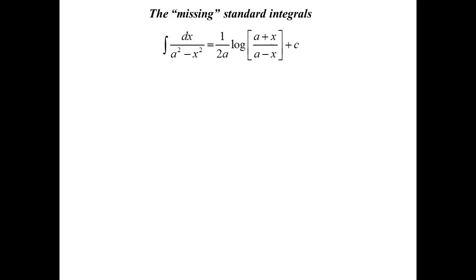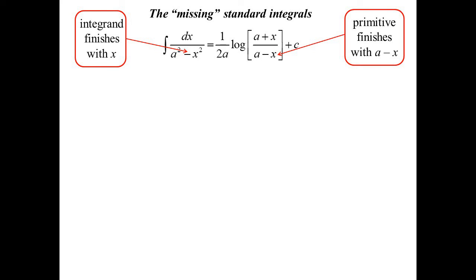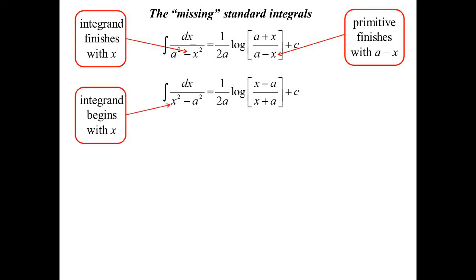The missing standard integrals, these ones. So I said I'd explain how I get this one. So there's the first one where it's a squared minus x squared. X is the key. You see how it finishes with x. Therefore, the answer should finish with x. And when I say finish, I imagine that I'm writing my fraction by, I'll write the numerator, then I write the denominator. Not just finish with the x, but finish with the minus x, because it's minus x squared. So if I finish with a minus x, then I must have started with a plus x. So the other one, it starts with the x.